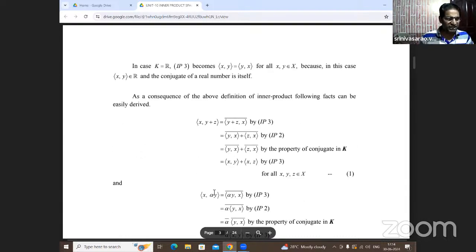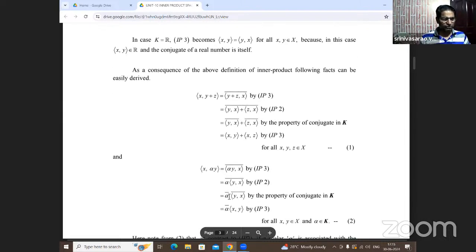Finally, with respect to scalar multiplication, the inner product of x and alpha y is the conjugate of the inner product of alpha y and x. That is the conjugate of alpha times the inner product of y and x, which is the conjugate of alpha times the conjugate of the inner product of y and x. The conjugate of the inner product of y and x is the inner product of x and y.